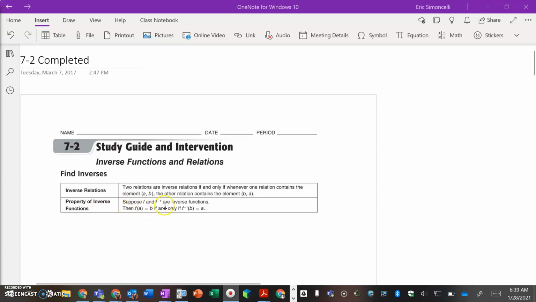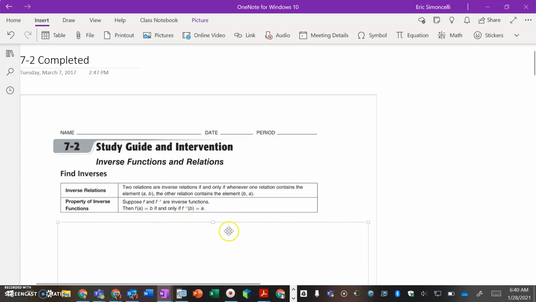Suppose f and f inverse, that notation with a -1 exponent, is called the inverse. So these are inverses of each other, and they're inverse functions. Then f of a, so if you plug a into f, it will equal b. So a comma b, think of it as. If and only if with the inverse function, f inverse of b is equal to a. So if you plug a into the f function, you get b, and if you plug b into the inverse function, you get a. So it would be b comma a.